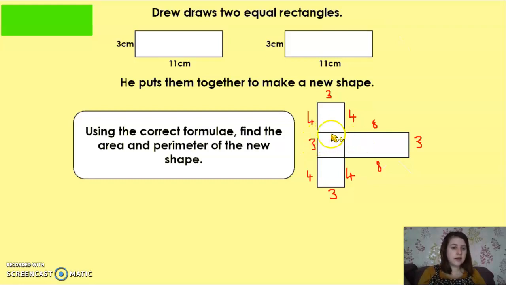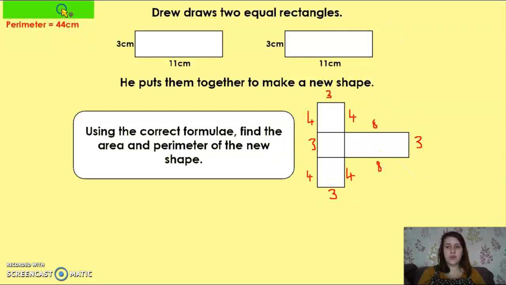So I have taken 3 away from 11 to get 8. So I've got 8 on this side, 8 on this side. And then I added them all together and I got 44 centimetres. So hopefully you got that as your perimeter. And now finally to work out the area.